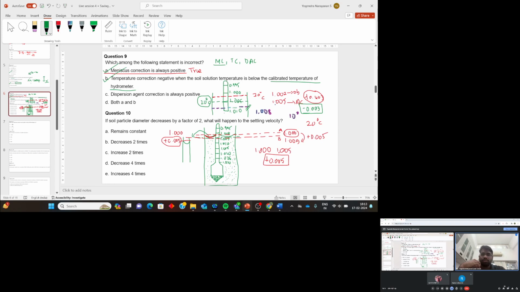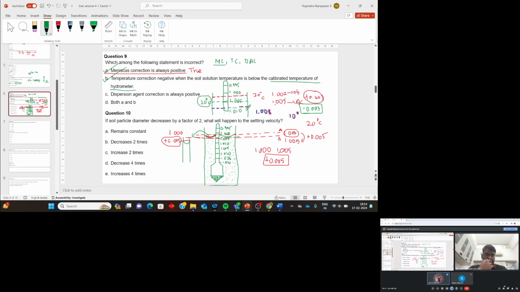Okay, sir. Now, you will be adding this solution. When you add this solution, the density of the solution will be increased. Please respond. It is a bit confusing. I don't know whether you are understanding or not. So please respond if you are not understanding. I think you understood till the density will increase on adding dispersive agents, right? You understood or not?